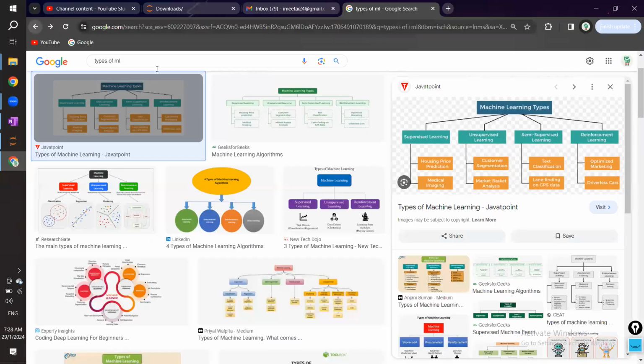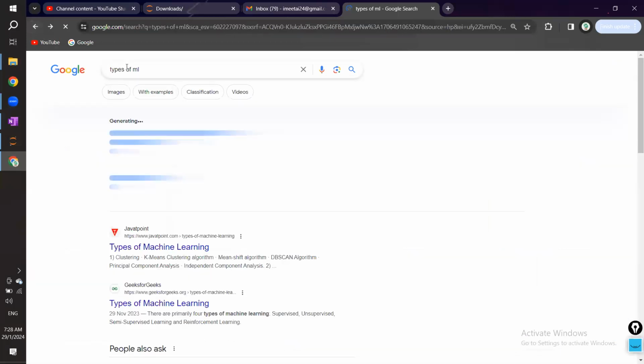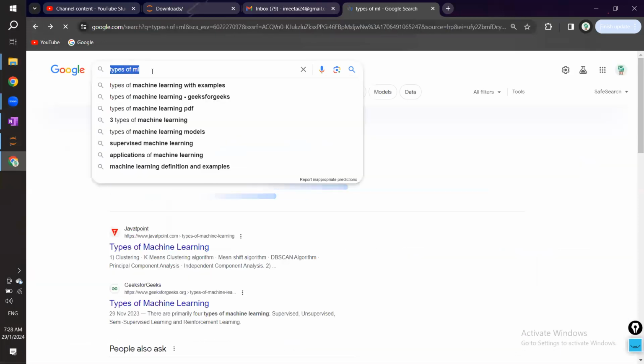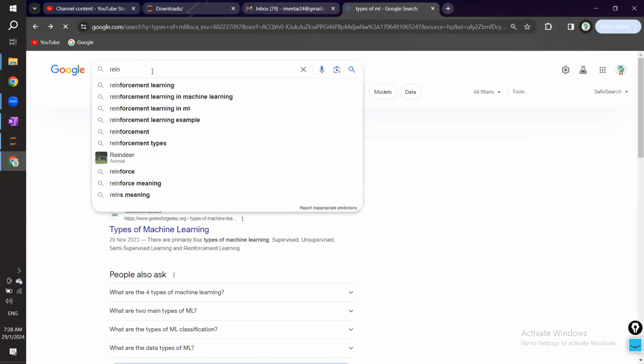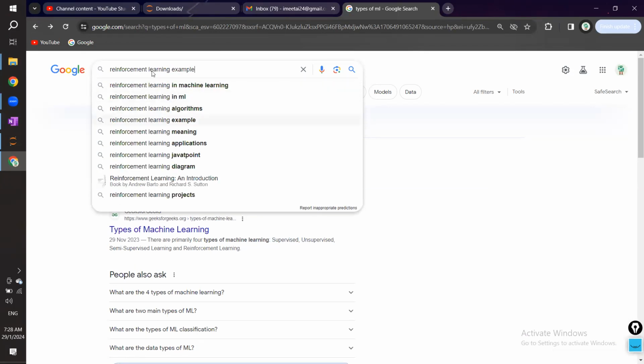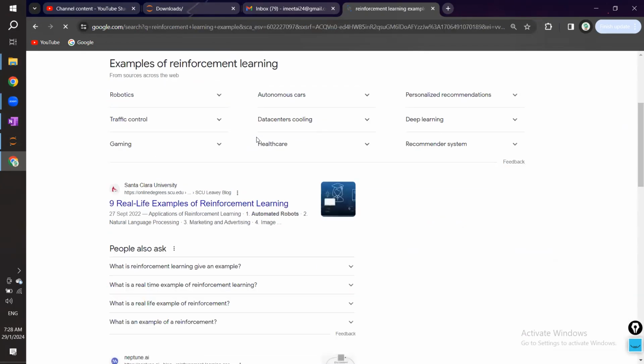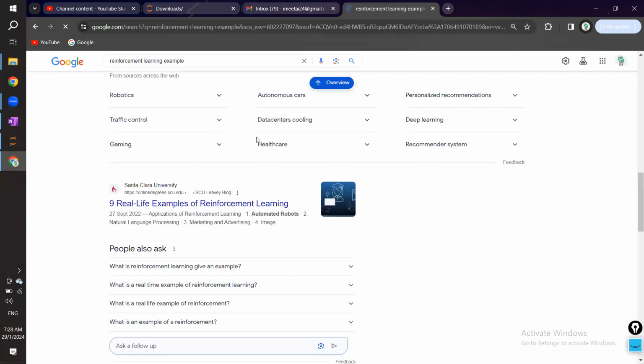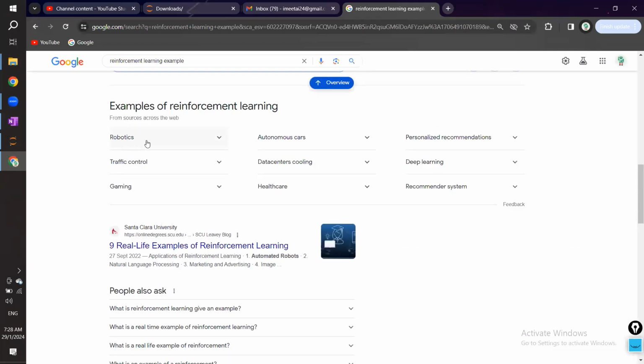No, Santosh. Yeah. Also, there was a very famous example of reinforcement learning called AlphaGo. Reinforcement learning is also used in robotics. Everywhere it needs to learn from its own mistakes.